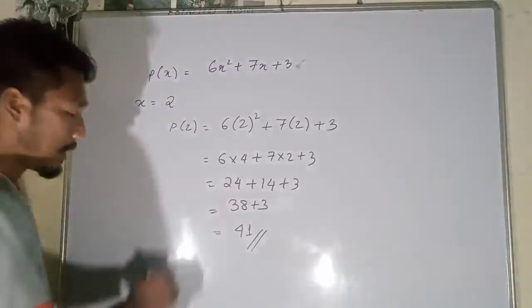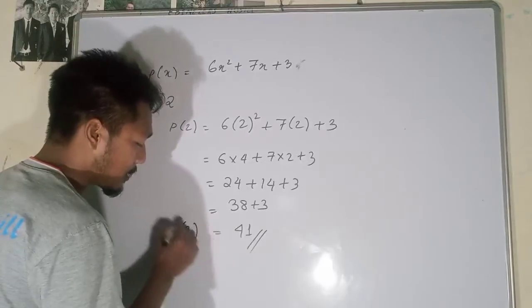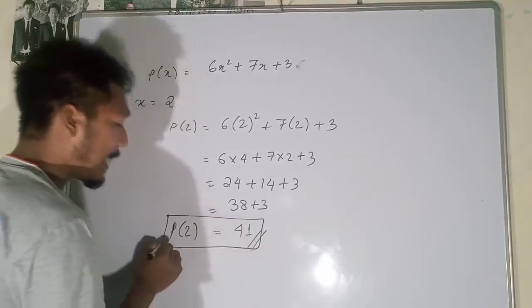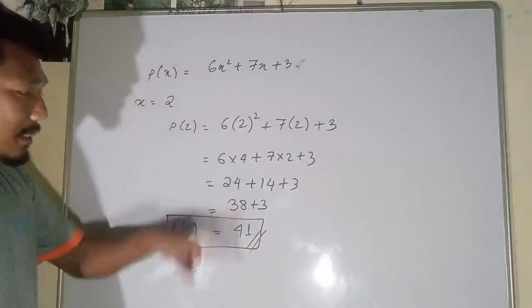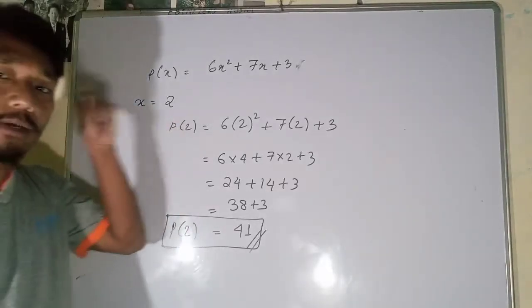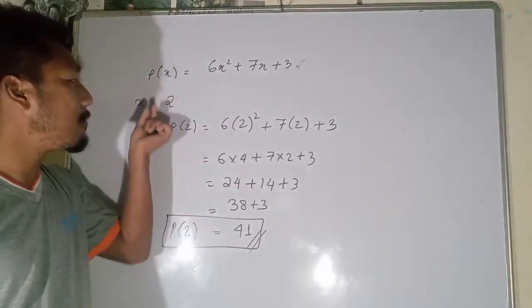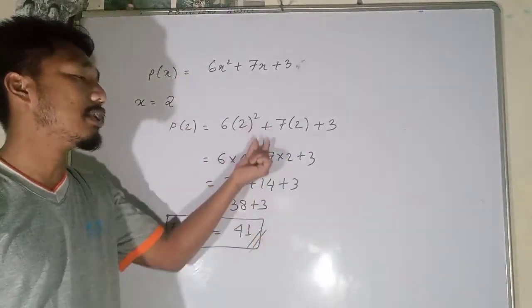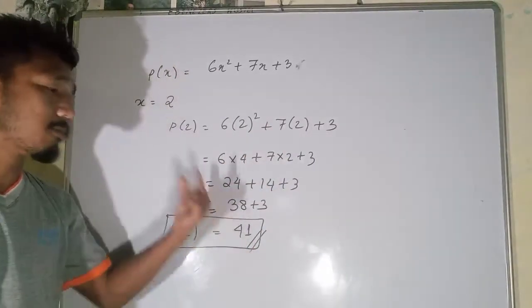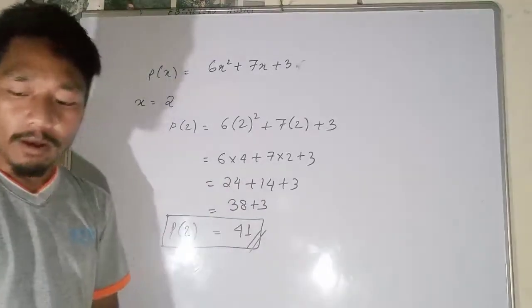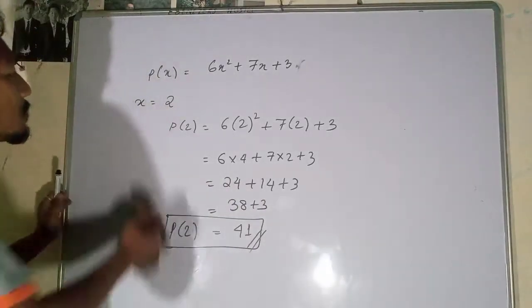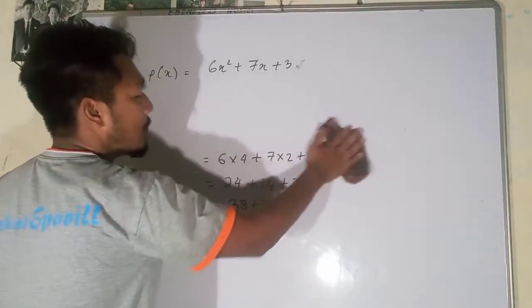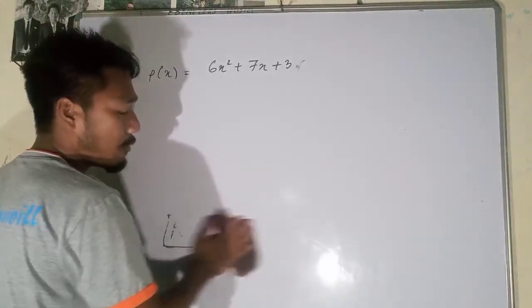This is the polynomial, and this is the value of the polynomial when x is equal to 2. Or if you put x equal to any number, you get the values of the polynomial. Such types of values are called the values of the polynomials. On the basis of this, we will be discussing the zero of the polynomials.